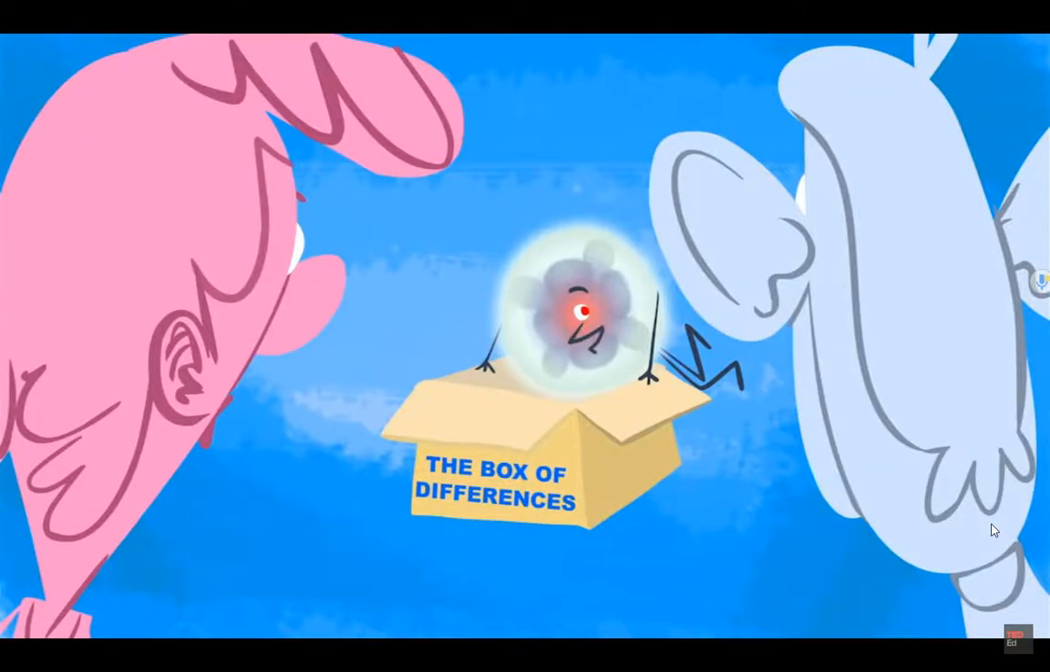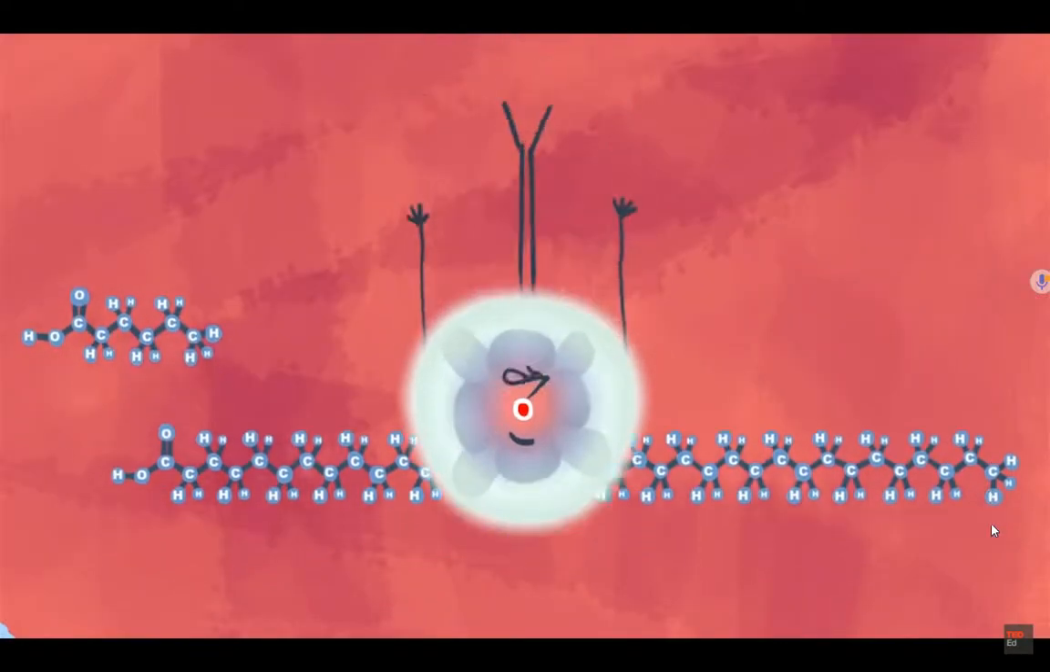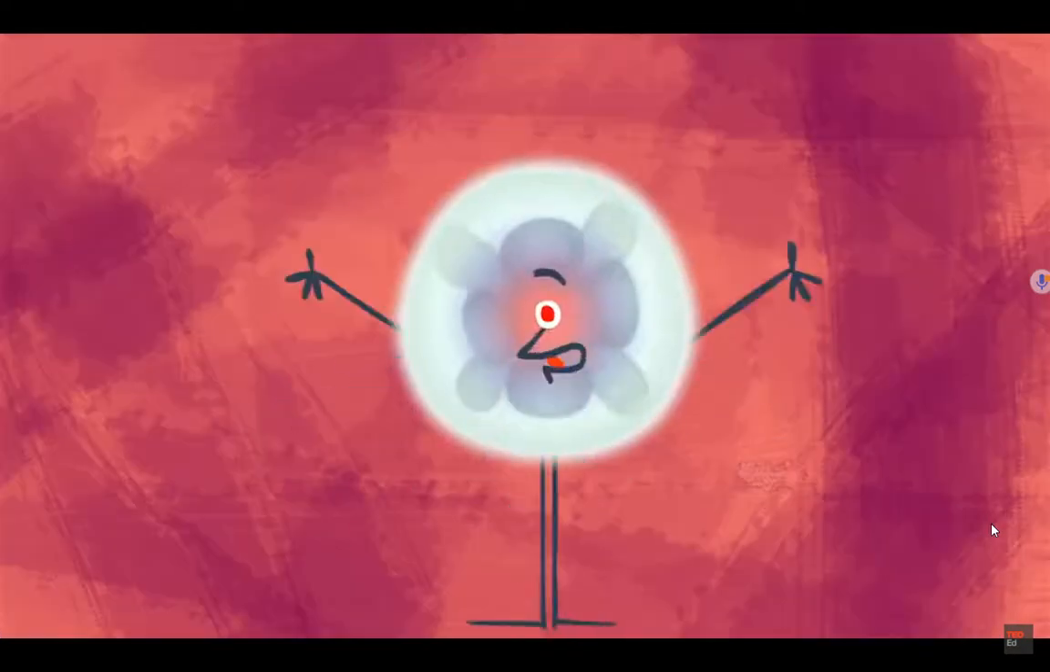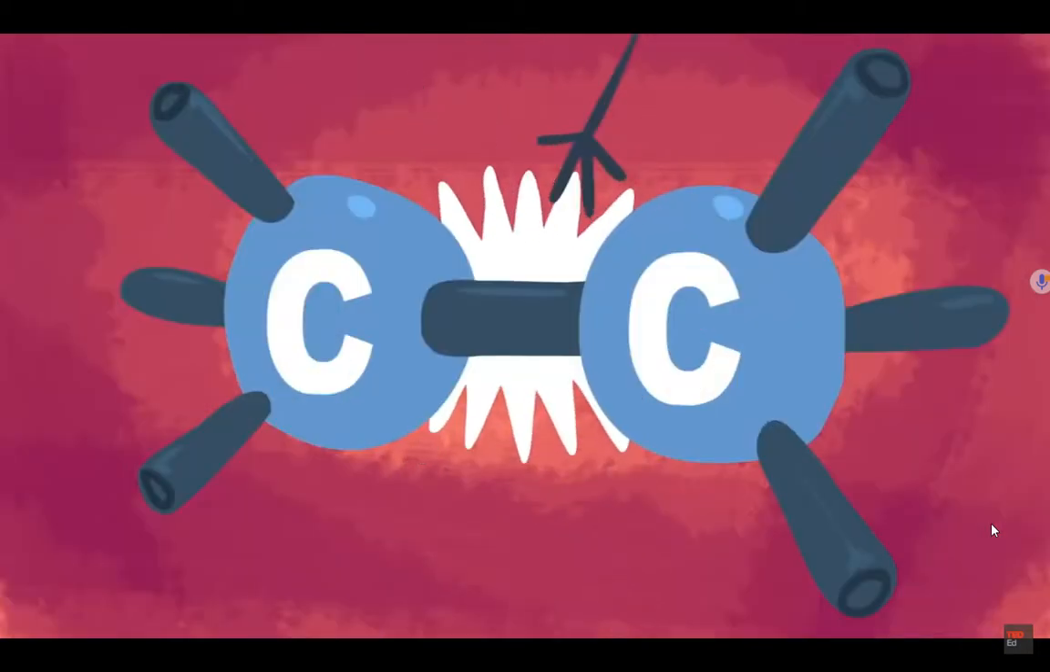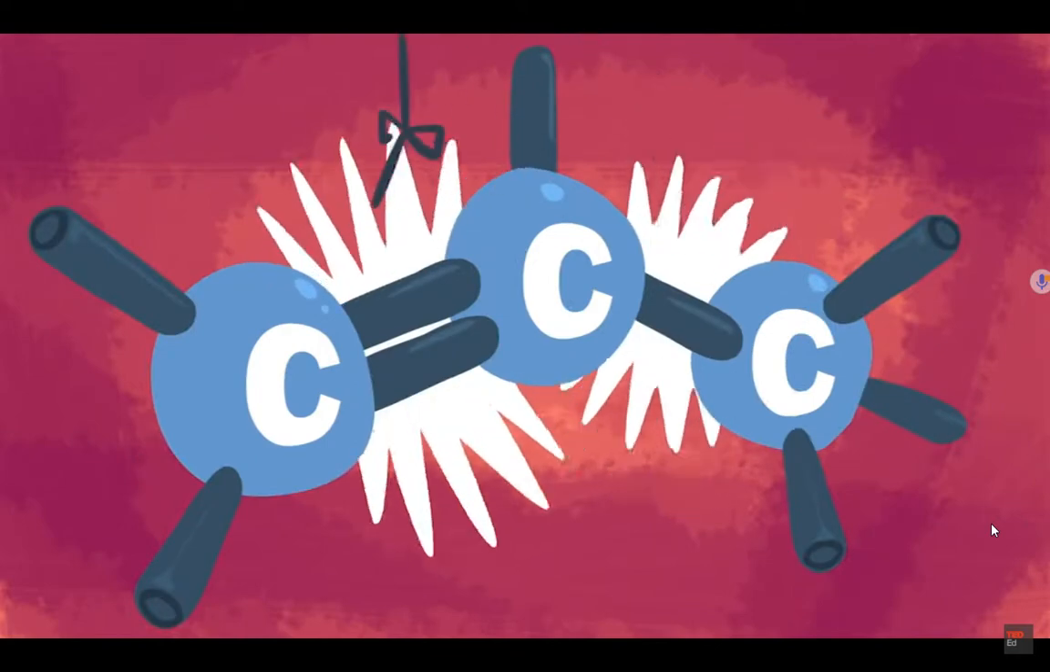Let's take a look at some of these differences. One is length. Fatty acids can be short or long. Another, more important difference is the type of bond between the carbon atoms. Some fatty acids have only single bonds. Others have both single and double bonds.